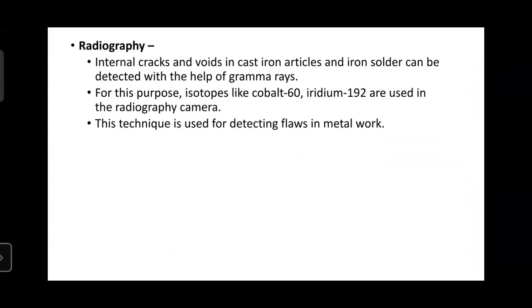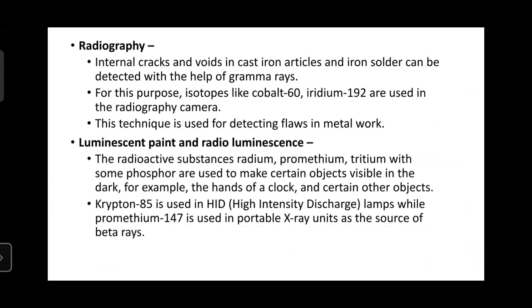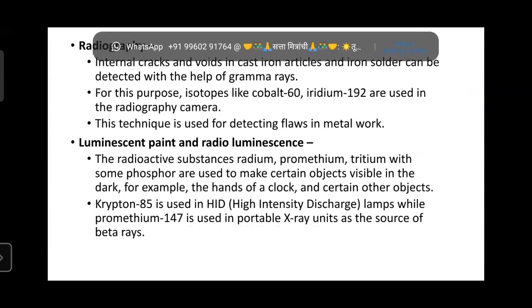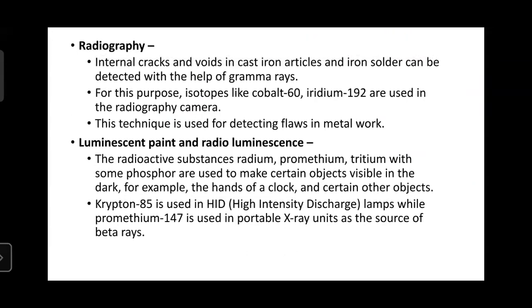Now, in radiography, internal cracks are detected by isotopes like cobalt 60, iridium 192. This technique is also used for detecting flaws in metals. Luminescent paint and radioluminescence: radioactive substances like radium, promethium, tritium with some phosphor are used to make certain objects visible in the dark. For example, hands of a clock, certain other objects. Krypton 85 is used in HID, that is high intensity discharge lamp, while promethium 147 is used in a portable X-ray unit, which is a source of beta rays.